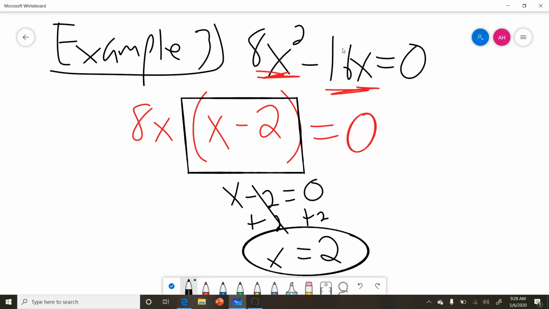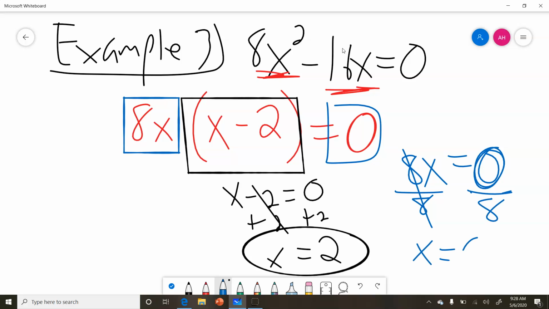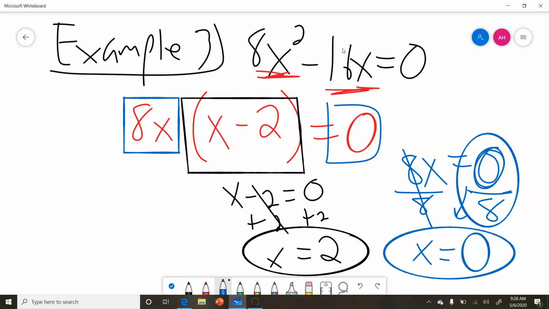Now for the other answer, I have this guy. So I just set him up equal to 0. I do 8x equals 0. Okay, same thing. It's not a 6, it's a 0. I divide by 8, and what do I get? x equals 0. Right? 0 divided by 8 is 0. So those are my two answers down here, these two guys right here in between this green mark.